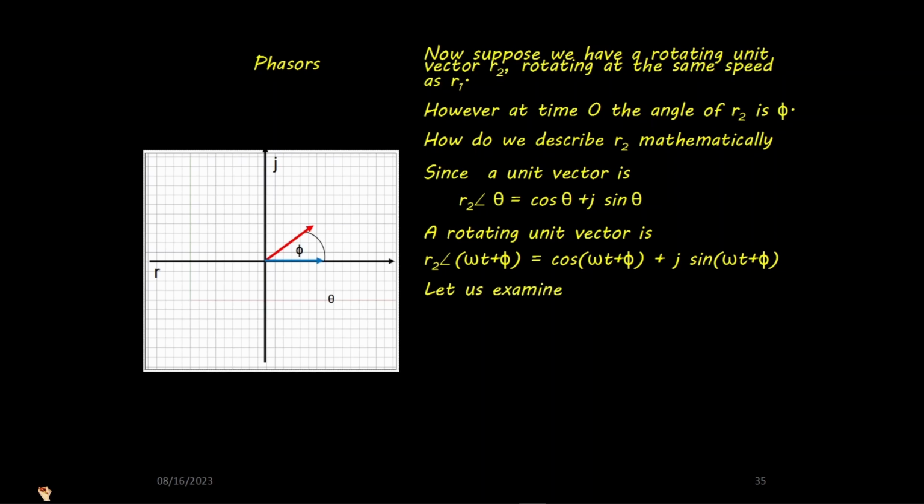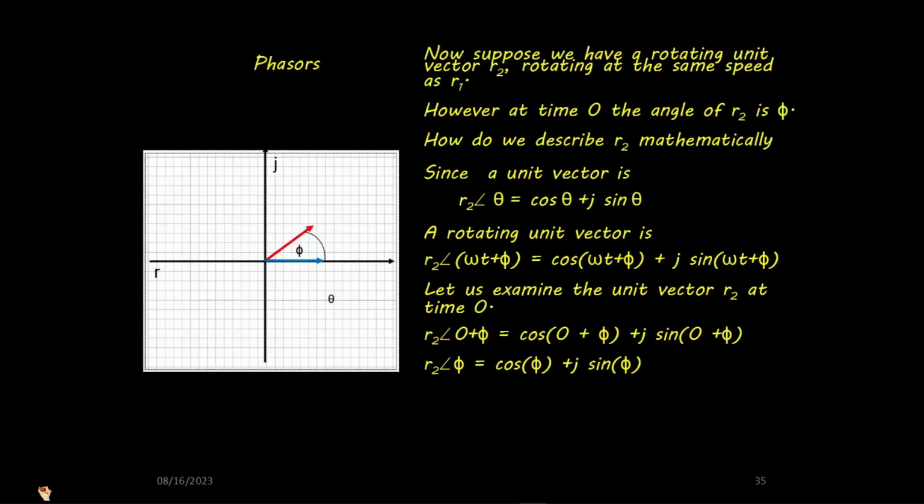Let us examine the unit vector r2 at time 0. r2 equals cosine (0 plus phi) plus j sine (0 plus phi). r2 equals cosine phi plus j sine phi. We see that r2 makes an angle of phi with the real axis at time 0.